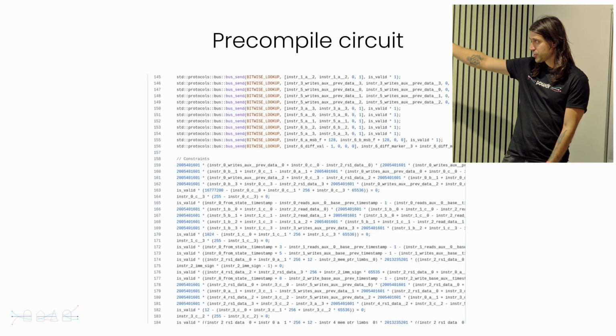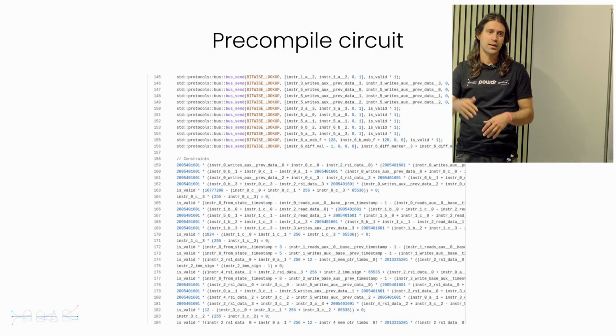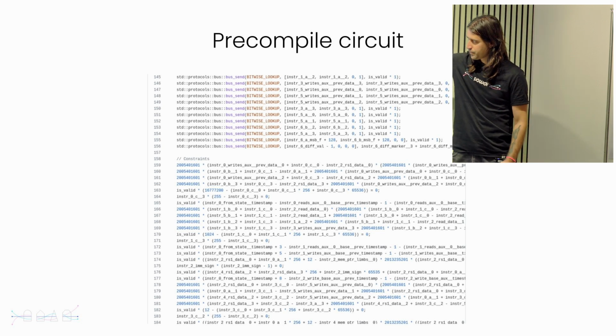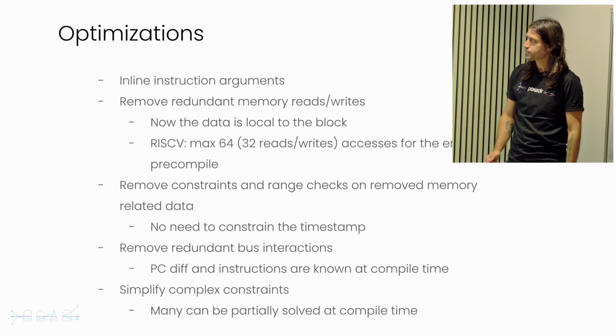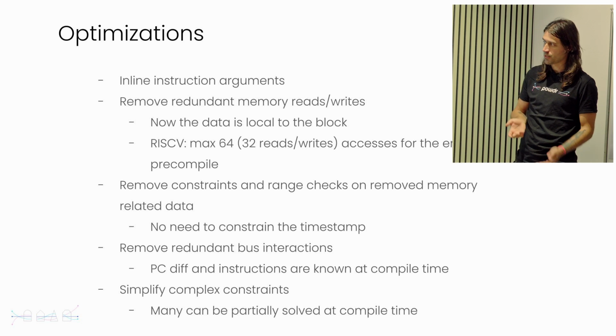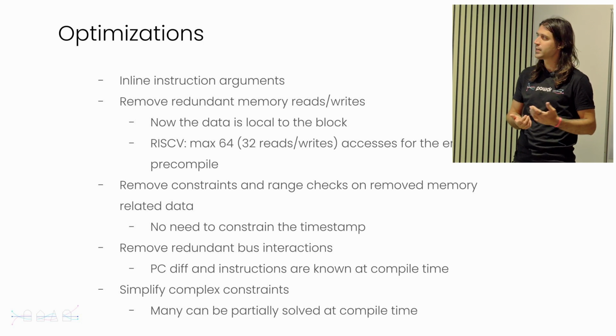So this is actually what the circuit is going to look like later on. You're going to have a lot of bus interactions, doing range checks, memory accesses, and so on, and a lot of insane constraints. And so this is a list of the optimizations we're already doing. So inline instruction arguments, removing redundant memory reads and writes.